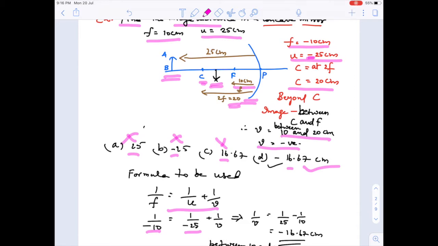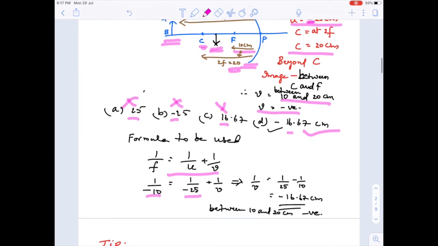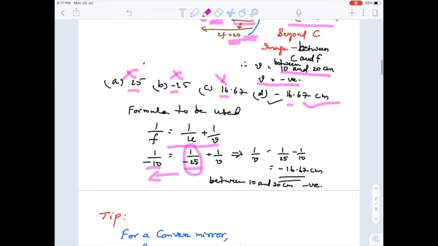u is always minus 25, plus 1 by v, which implies I can simplify by taking this to the right hand side, this one to the left hand side, and therefore that becomes plus. So, 1 by 25 minus 1 by 10. When I simplify, I get 16.67 centimeters, that is between 10 and 20. So, 16.67 lies between 10 and 20. That is how you can solve.